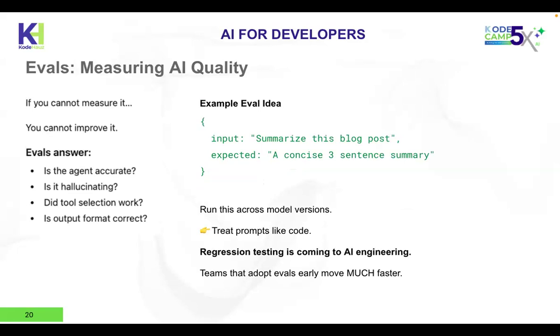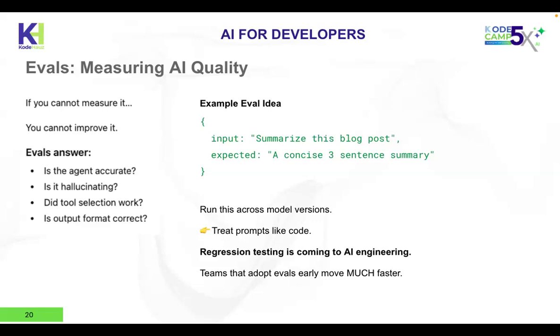So for eval with Mastra, just like in any other thing, you have a set of datasets that you throw into the agent and then see how it performs. So in this case, you can specify the input data and then you specify the expected response from the agent, and then you can run this across different models, right? So one of the things with Mastra is that this becomes your testing data, right?